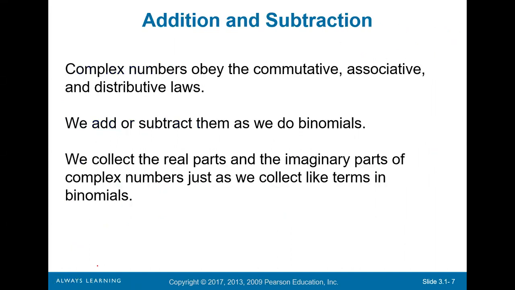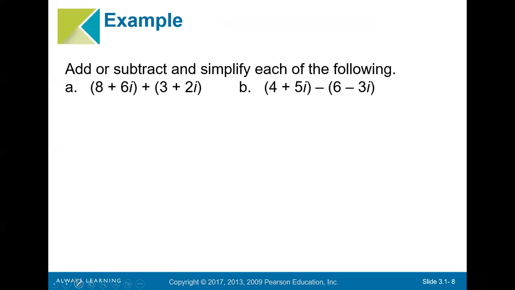Okay, complex numbers obey the commutative, associative, and distributive laws. Okay? We add or subtract them as we do binomials. We collect the real parts and imaginary parts of the complex numbers just as we collect terms in binomials. Okay, so commutative, associative, and distributive laws. Let's talk a little bit about these by actually applying it in an example, okay?